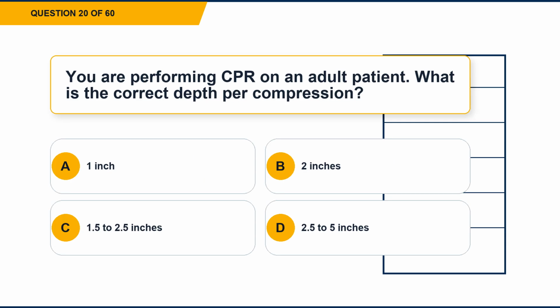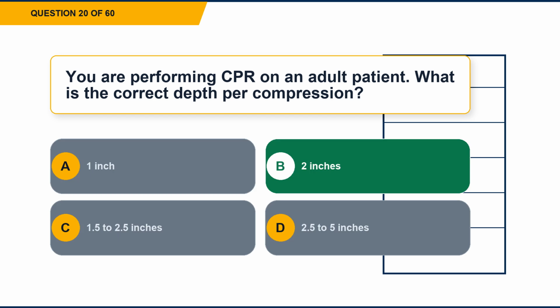Question 20. You are performing CPR on an adult patient. What is the correct depth per compression? Option A, 1 inch. Option B, 2 inches. Option C, 1.5 to 2.5 inches. Option D, 2.5 to 5 inches. The correct answer is option B, 2 inches.